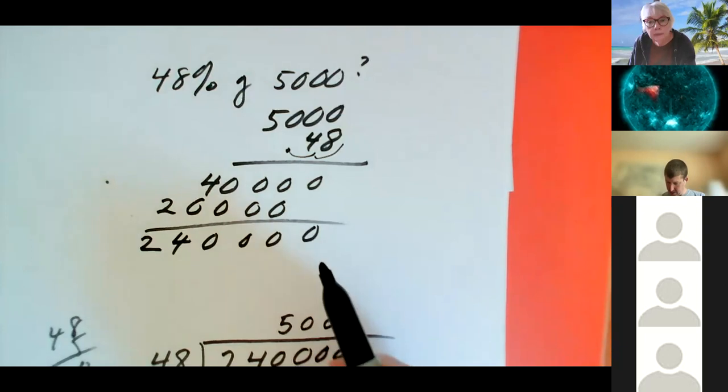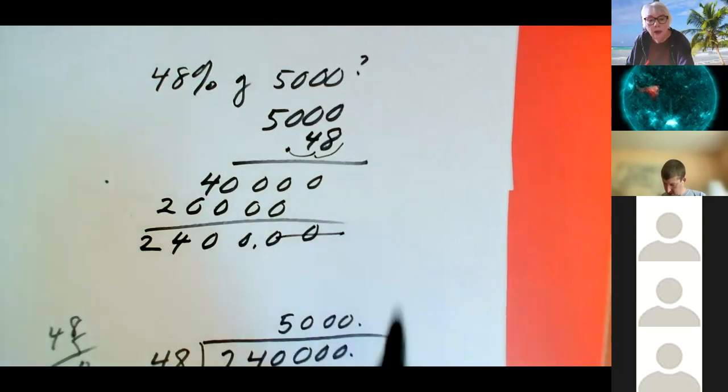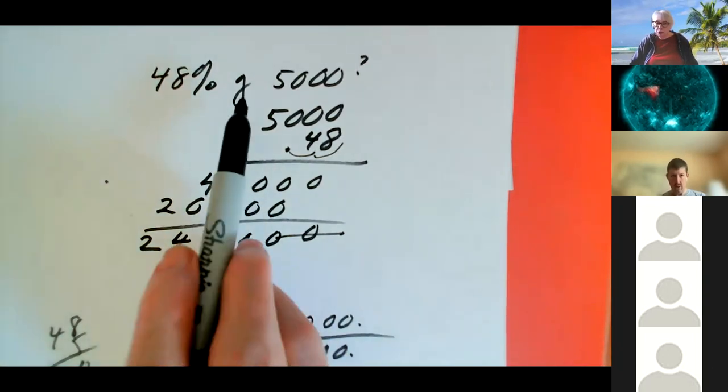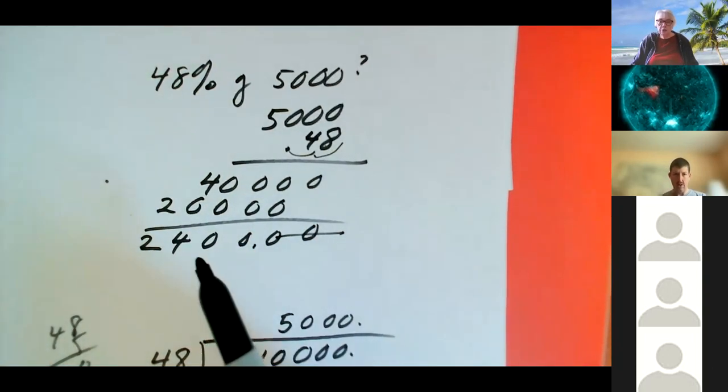I'm going to throw in all these zeros. 1, 2. What's my answer? 2,400. 48% of 5,000 is 2,400, which is what the problem told us from the beginning.